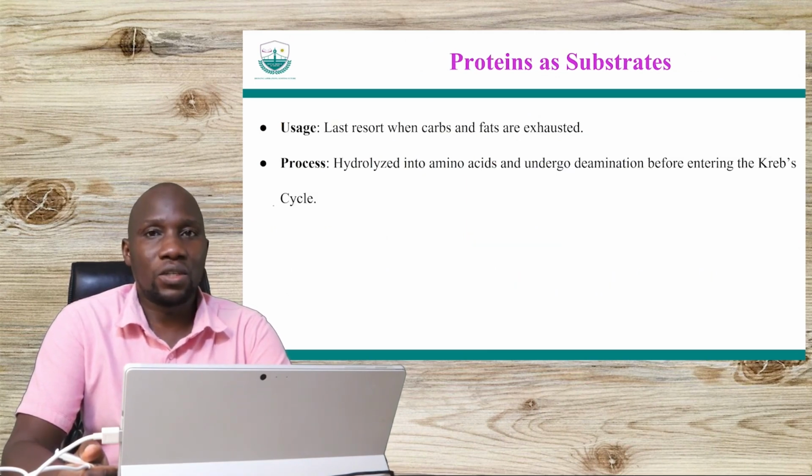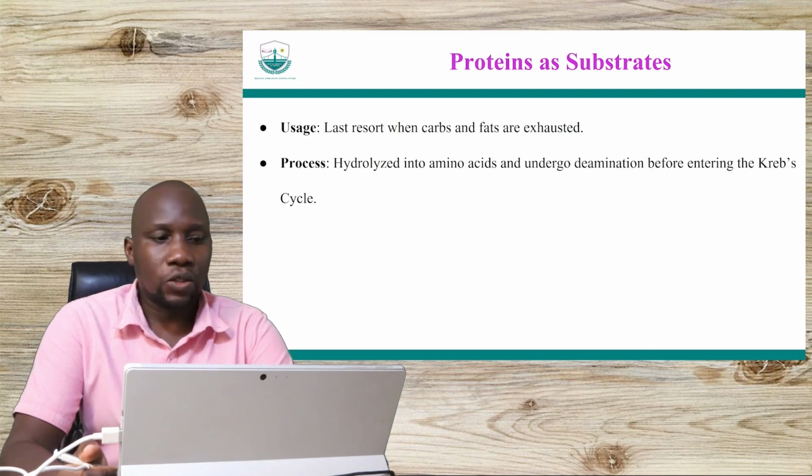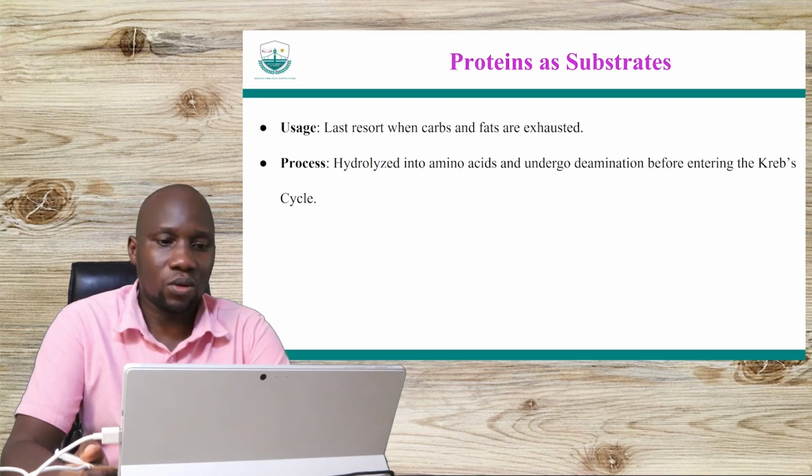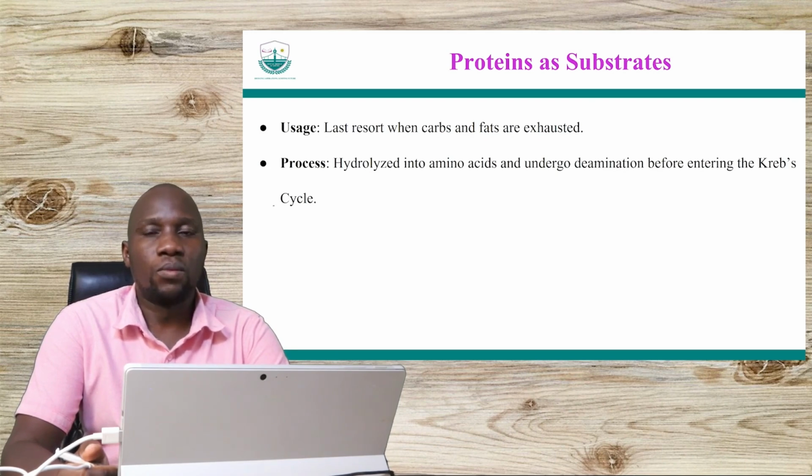So proteins are the last resort. That means if you've exhausted carbohydrates and lipids, then you are left with proteins. For the proteins to be utilized, they have to be broken down into their building units that we call amino acids. The amino acids now have to be deaminated. The amino group has to be removed before they enter the Krebs cycle. So here you can see where the proteins enter the respiratory pathway. They enter at the level of the Krebs cycle or the citric cycle.